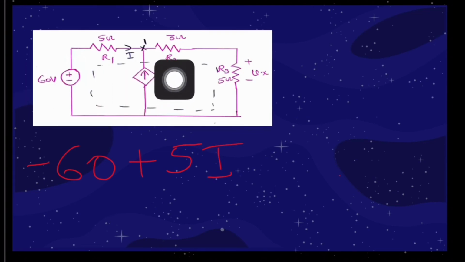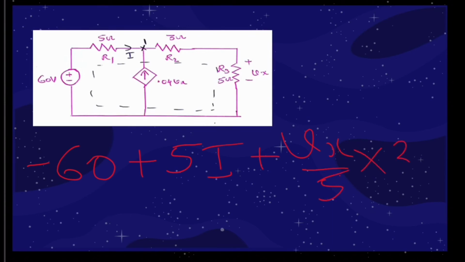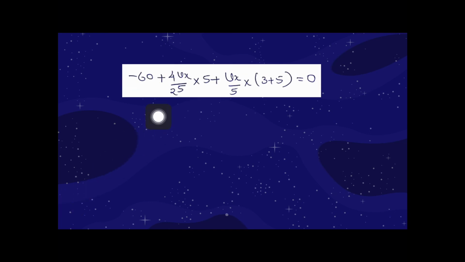After that, the voltage drop across this 3 ohm resistor, which can be expressed as Vx by 5 into 3. Hope you remember we already obtained the current through this 3 ohm as Vx by 5. And that is equal to 0. Hope you remember the value of I is already obtained as 4Vx by 25. When we substitute that value, we get an equation like this: minus 60 plus 4Vx by 25 into 5 plus Vx by 5 into 3 plus 5 is equal to 0, or Vx is equal to 25.